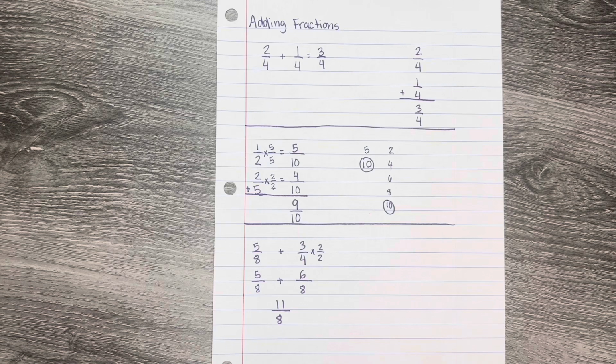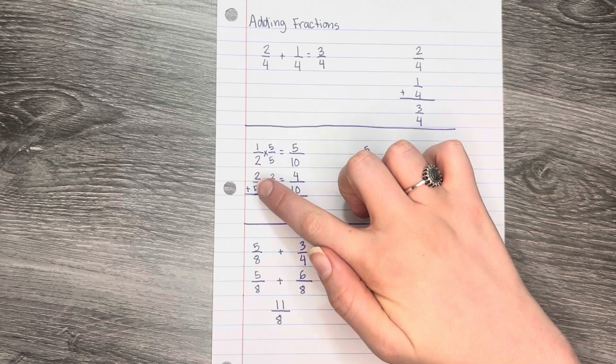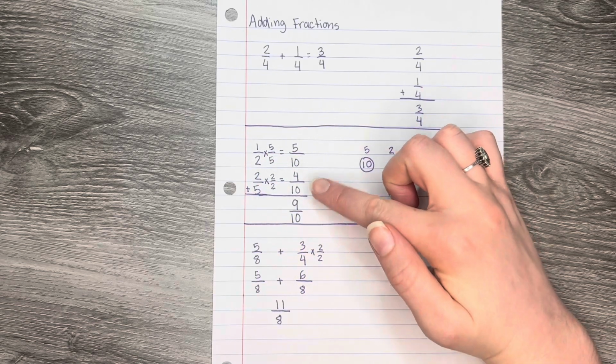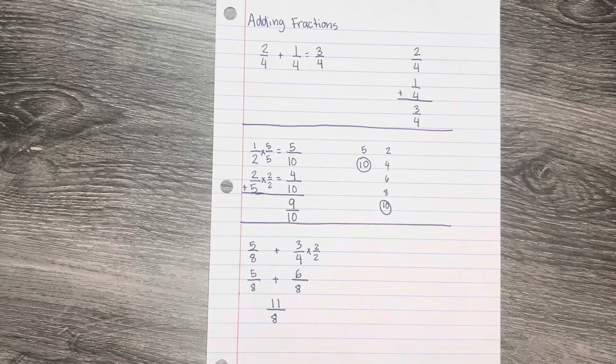When you're adding fractions, you have to have a common denominator. That means both of your fractions are describing the same sized pieces. If you are given 2 fractions, like here, 1/2 and 2/5, that do not have the same size pieces, you have to find that common denominator before you can add them.